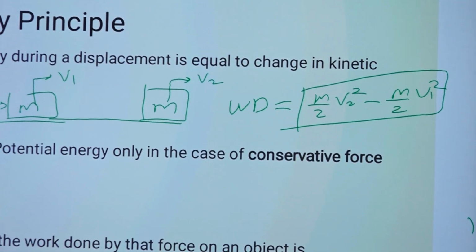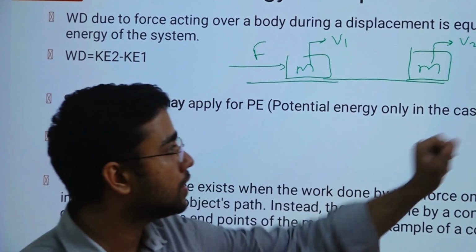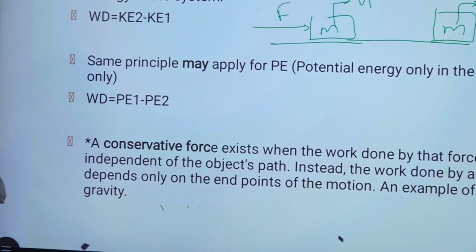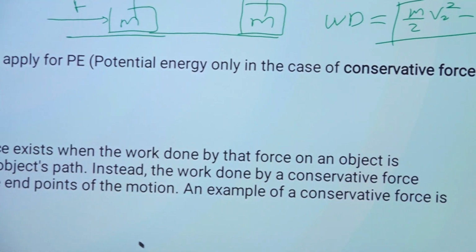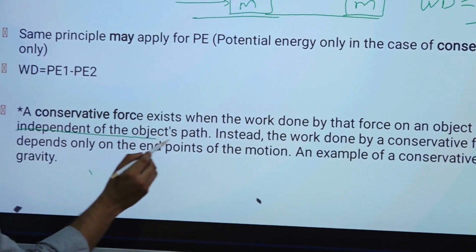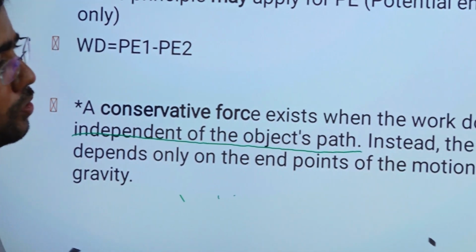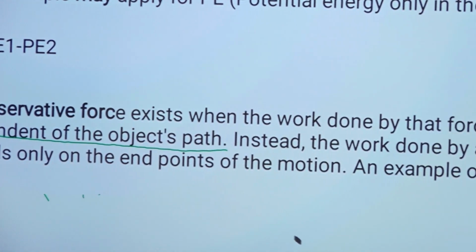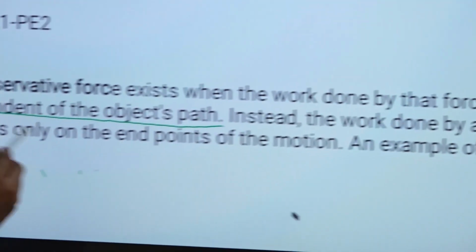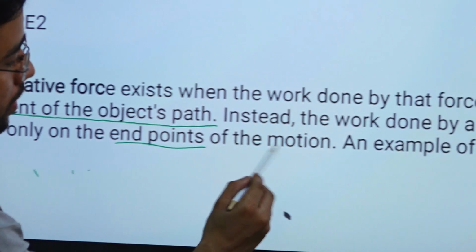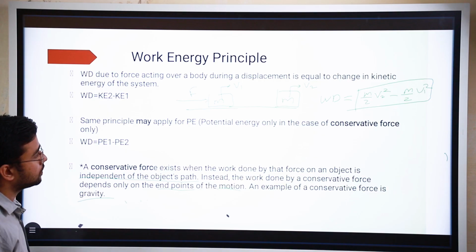So work done may be equal to P1 minus P2 only in the case where we have a conservative force. A conservative force exists when the work done by that force on an object is independent of the object's path. So when you have a force that is conservative, like gravity, the work done depends only on the end points of the motion of a body. An example of a conservative force is gravity, right? So that's what I explained.